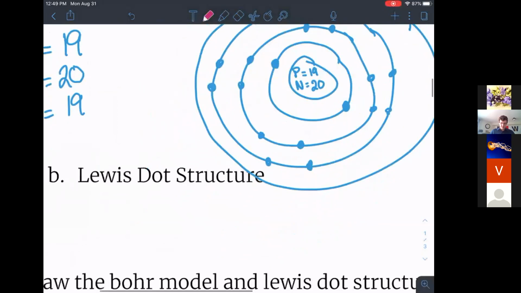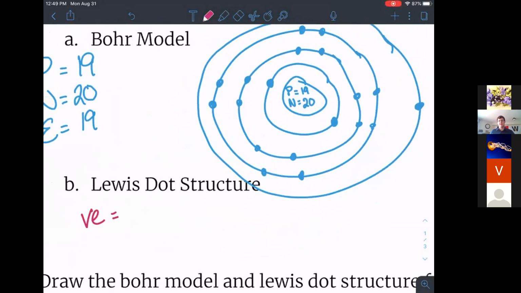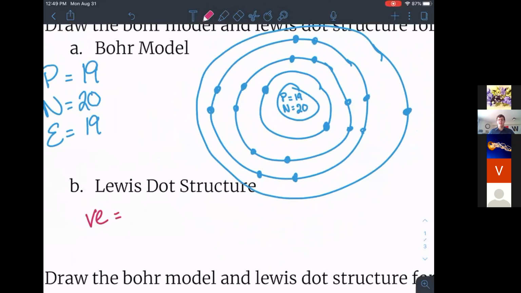All right, then I want to ask a new question. How many valence electrons does potassium have? Remember, valence electrons means the electrons in the outer orbital. 1. Just 1, perfect. There's only 1 valence electron.